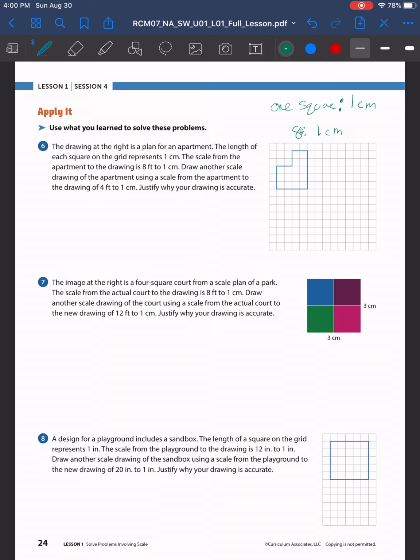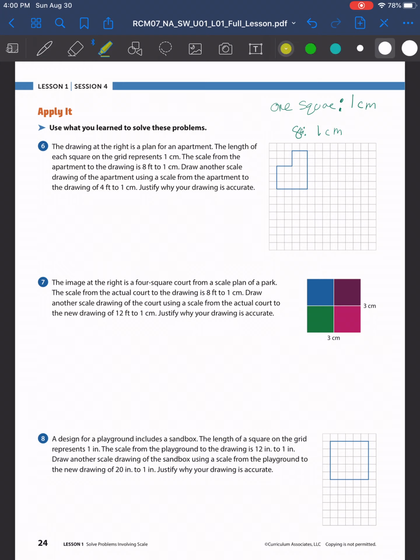Draw another scale drawing of the apartment using a scale from the apartment to the scale drawing of 1 foot to 4 centimeters. And justify why your drawing is accurate. Okay, so let's go ahead and break this down. There's a lot of information here. I'm going to highlight some important stuff.